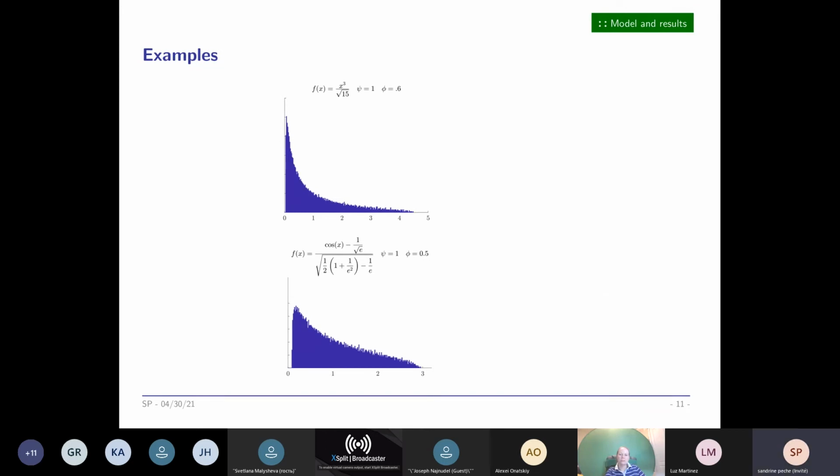Oh, so here are a few examples of the possible limiting distribution. The first one is an interpolation between the Marchenko-Pastur distribution and the product Wishart case. And the second one is because the function is even, so theta 2 is equal to 0. In this case, we get the Marchenko-Pastur distribution. Okay.